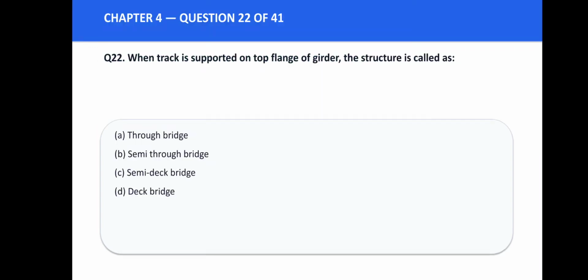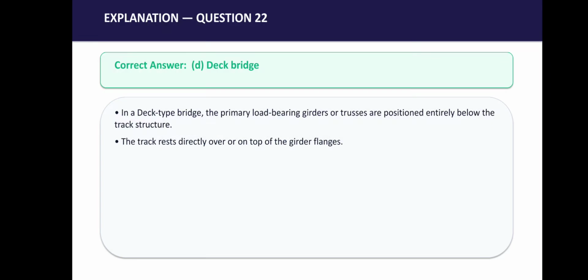Question 22. When track is supported on top flange of girder, the structure is called as what? Option A. Through bridge. Option B. Semi-through bridge. Option C. Semi-deck bridge. Option D. Deck bridge. The correct answer is option D. Deck bridge. Explanation. In a deck-type bridge, the primary load-bearing girders or trusses are positioned entirely below the track structure, with the track resting directly on top of the girder flanges.